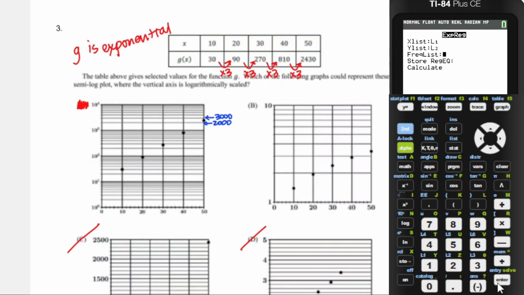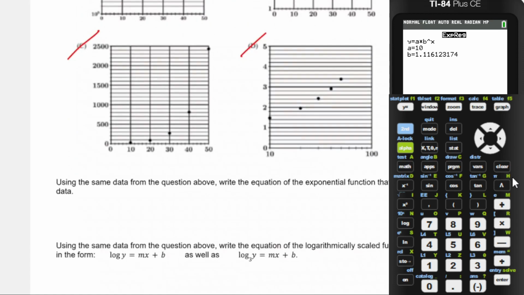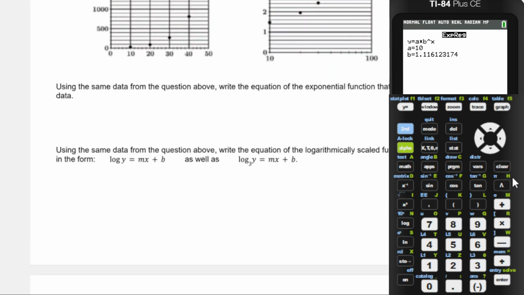I saw there's another part of this question. I don't know what they're going to ask me to do, so just in case I need it, I'm going to store that regression equation into y1. There we go. All right, so A is 10, and that does make a lot of sense because the previous entry should be 0 and 10, because I should go to the left by 10, and then divide the output by 3. Yeah, so it's 10 times 1.116 to the x.